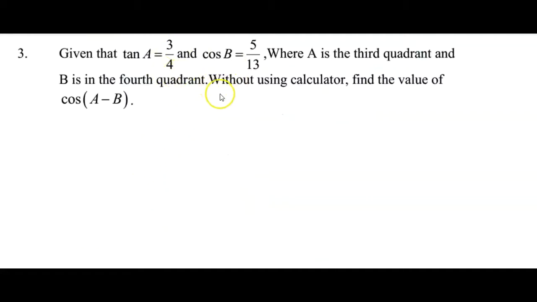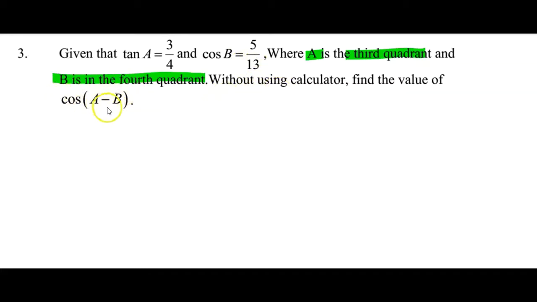This question is similar to example 1 just now. We are given two trigo ratios. One is tangent A equals to 3 over 4. The other one is cos B equals to 5 over 13, where A is at the third quadrant and B is at the fourth quadrant. So now you just need to build two diagrams, two Cartesian planes. One Cartesian plane is for angle A and the other one is for angle B. Alright, and without using a calculator, you can find the value of cos(A minus B).